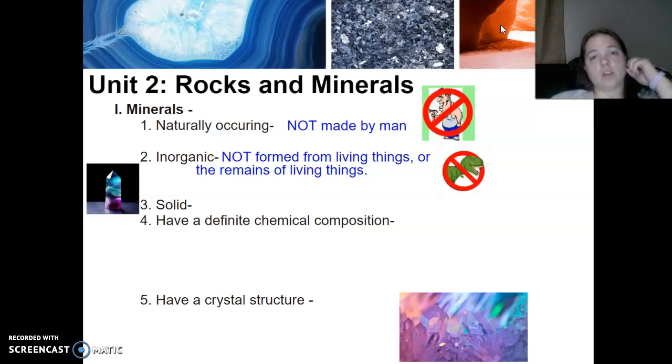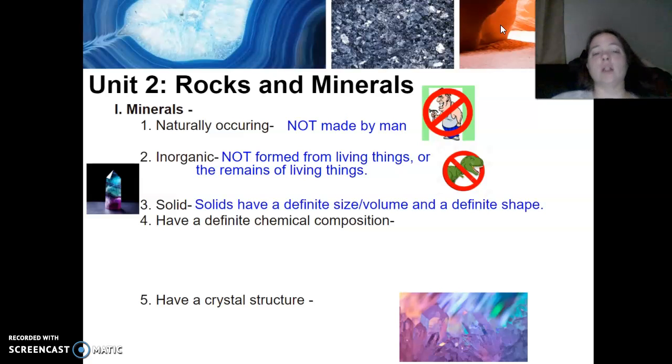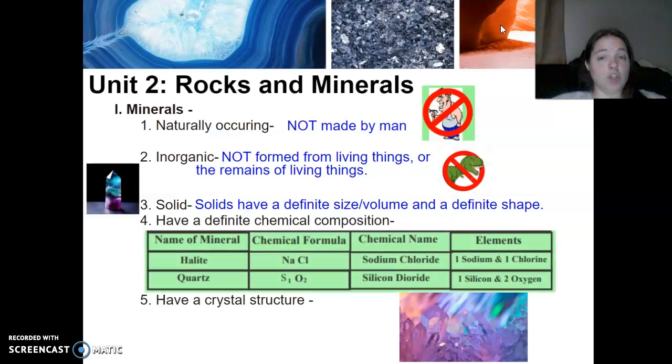They are solid. They're not liquid. They're not gas. They're solid. They have definite size, volume, and shape. And they have a definite chemical composition, which means they are made up of the same chemicals. Halite is made up of sodium and chloride. Quartz is made up of silicon and oxygen. They are made up of those 2 things, and they have a specific amount of those 2 things in them to make up that type of mineral.